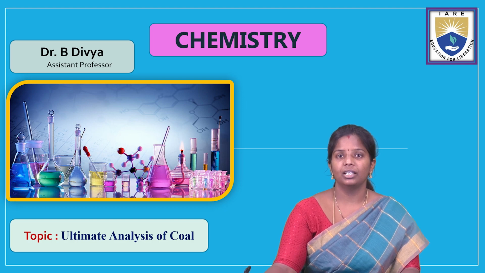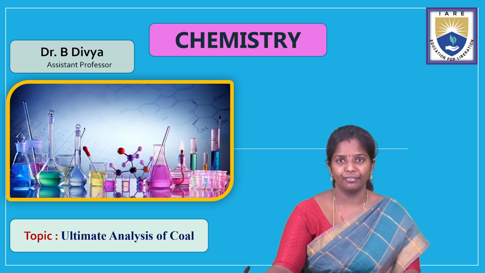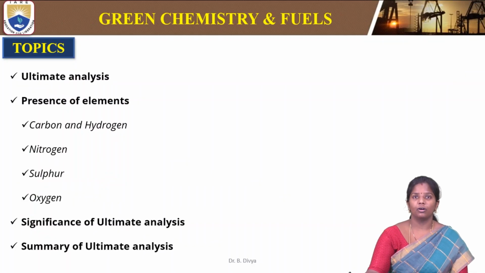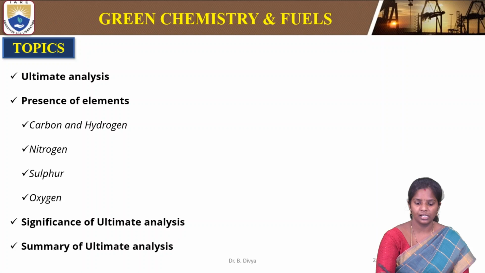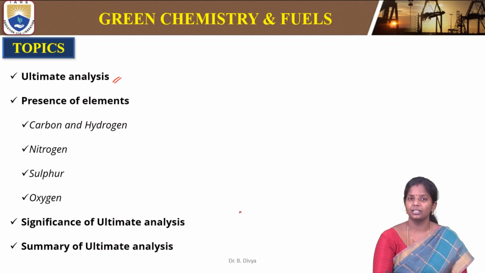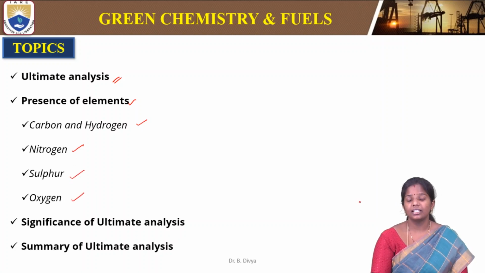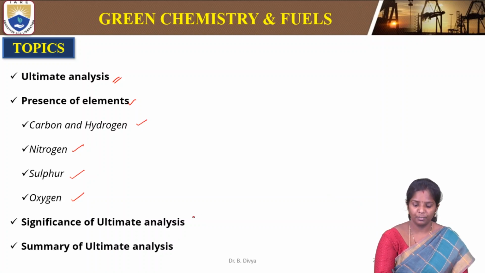In this session, we will learn and understand the ultimate analysis of coal for its practical applications. So here are the topics. What is ultimate analysis? How is it defined? Then the presence of elements. What are the elements that we are going to analyze in the ultimate analysis, like carbon, hydrogen, nitrogen, sulfur, oxygen. Next is the significance of this ultimate analysis, how it is significant in our practical applications, and a summary of the analysis.